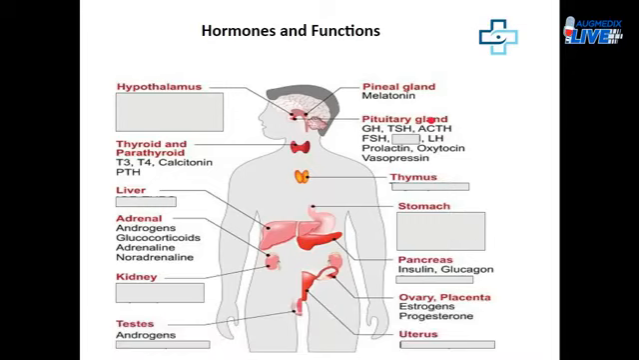For ovary, estrogen and progesterone. For testes, testosterone. For adrenal gland, the name of the hormone is very similar to the gland itself, which is adrenaline. Then for thyroid, we have T3, T4, and calcitonin. And for parathyroid, parathyroid hormone. So these are the endocrine glands and hormones.